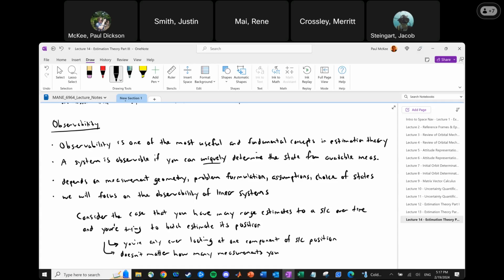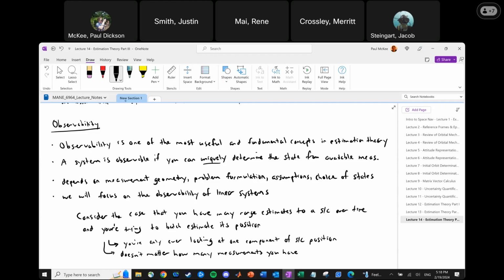Now, if you have range estimates from different ground stations, then it's different. Now what you're doing is separating your baseline out. You can look at your range from many different locations. It becomes a trilateration problem. All of a sudden it's observable. But assuming it's the same ground station, just measuring range again and again, that will never be enough information to recover the full state, because there are many ways.